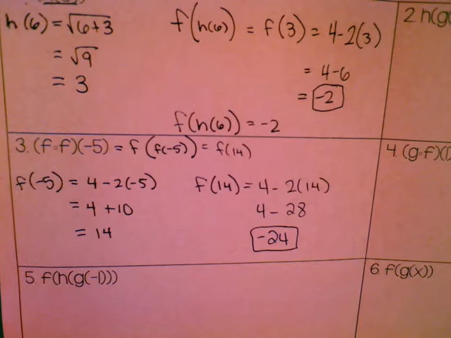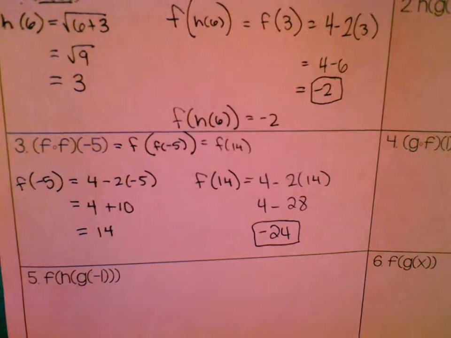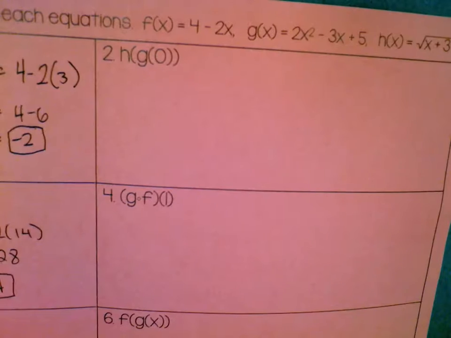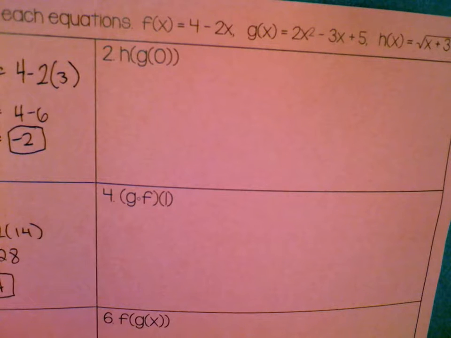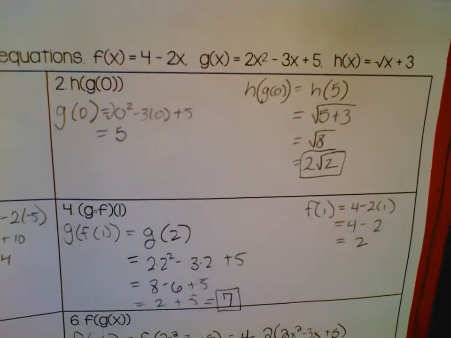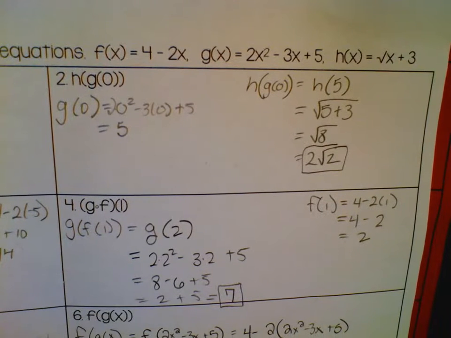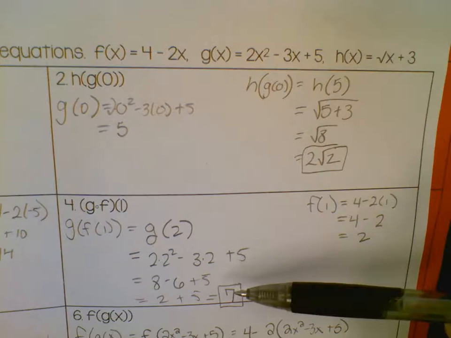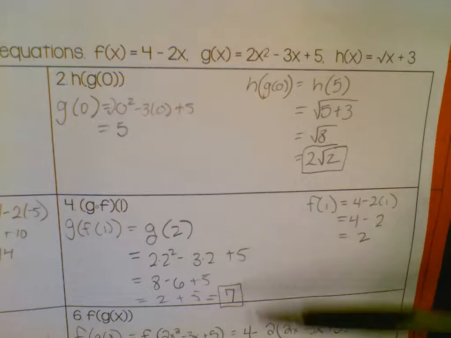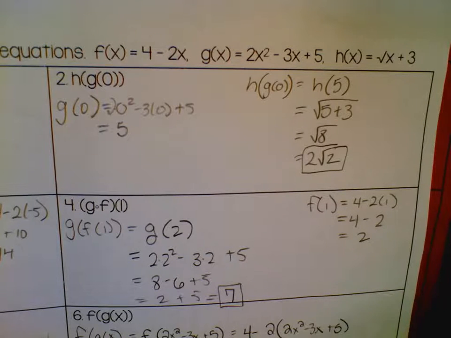They can get more complicated, and we'll work on a couple of the bottom ones, but what I want you to do first is questions 2 and 4 over on the right. Go ahead and try those, and then we'll go over the answers, and then we'll do some of the complicated ones. Pause your video and work on 2 and 4. Okay, so here's what we should have got: 2 root 2 and 7. Make sure you write down any questions you have and we'll go over them.